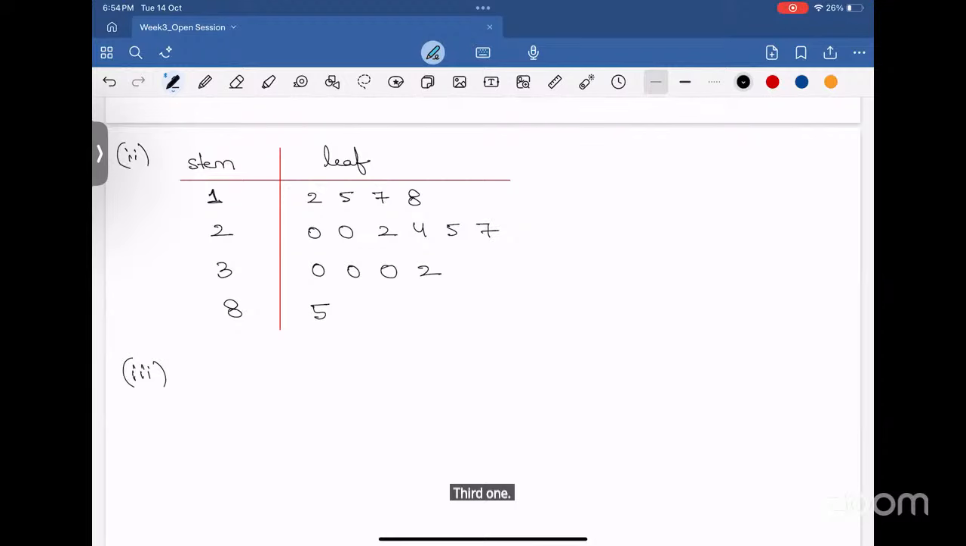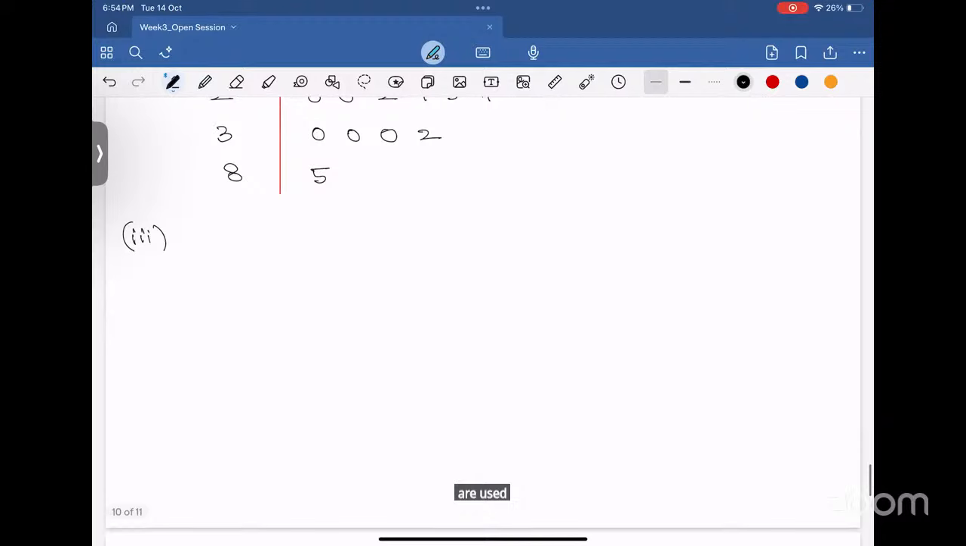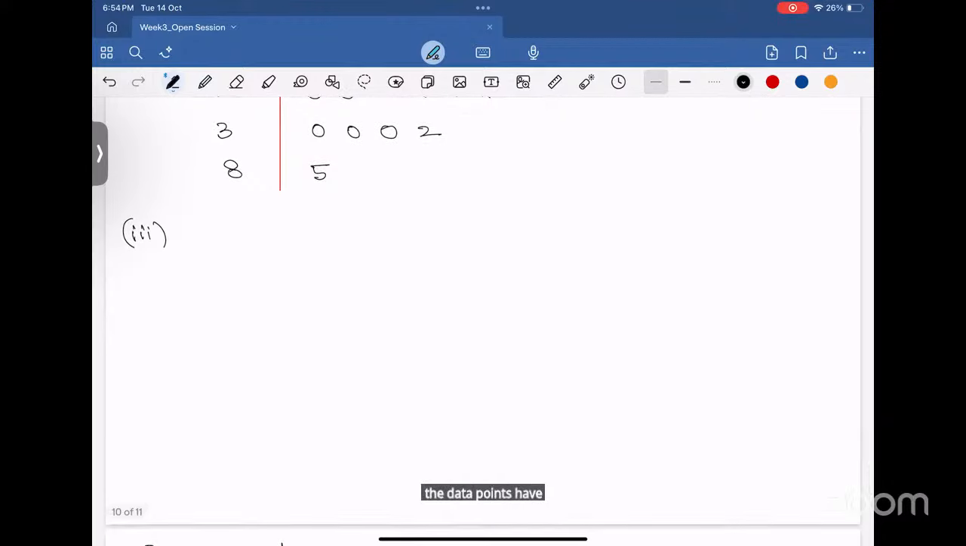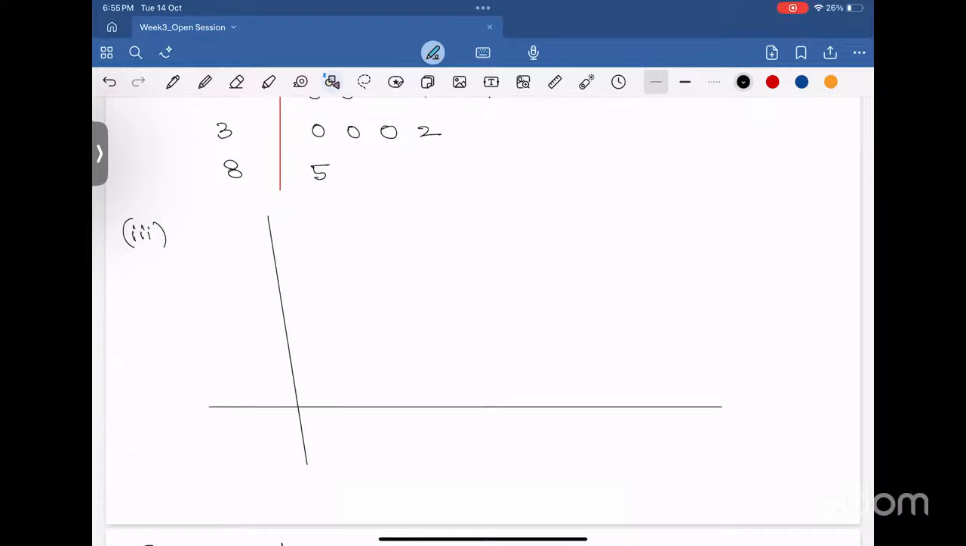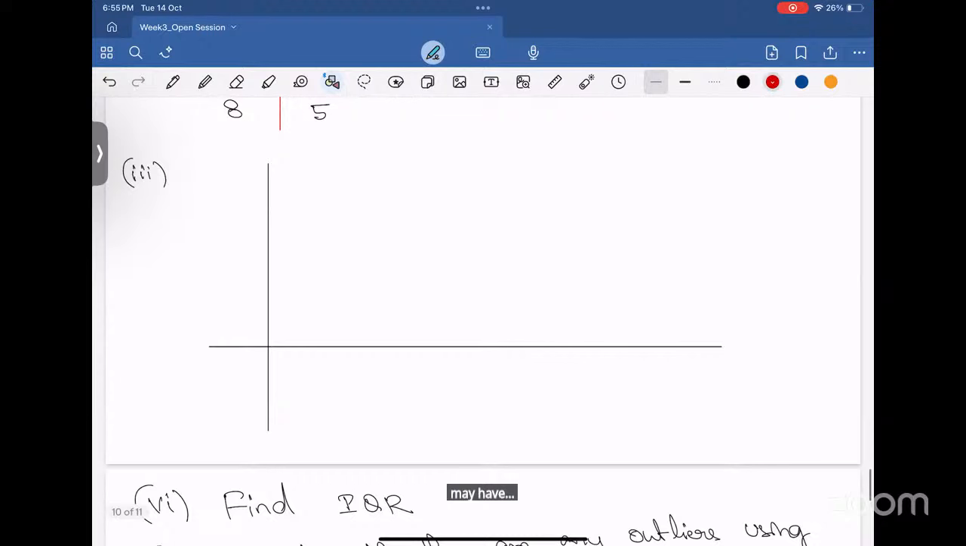Third one is histogram. Right. So histograms are used when the data points have continuous values. Right. So here, since they are marks, score obtained by each of the students, they are continuous. So histogram has two axes, x and y axis, right? And we have this is 0.